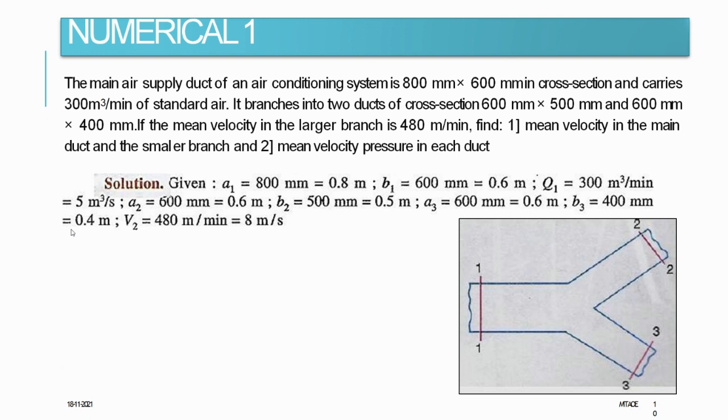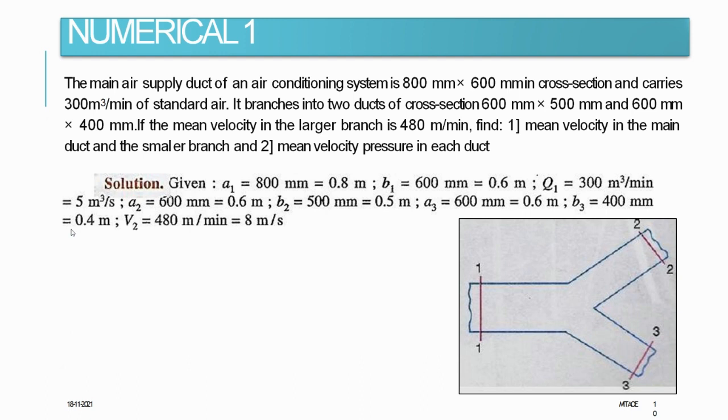The cross section of the main duct is given as 800 by 600 and it carries 300 meter cube per minute of standard air. Here they have mentioned that it is standard air, so we will take the property of standard air. It branches into two ducts of cross section 600 by 500 and 600 by 400.